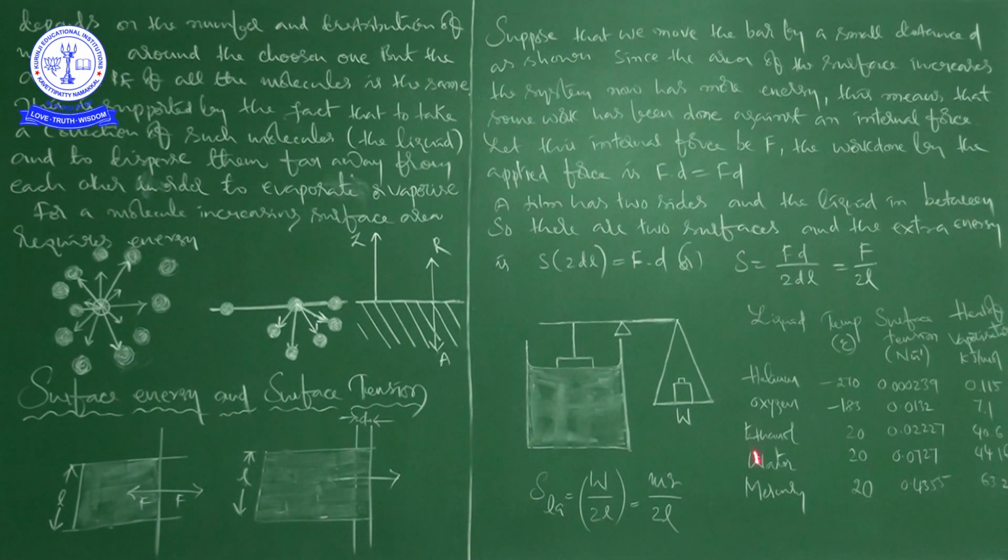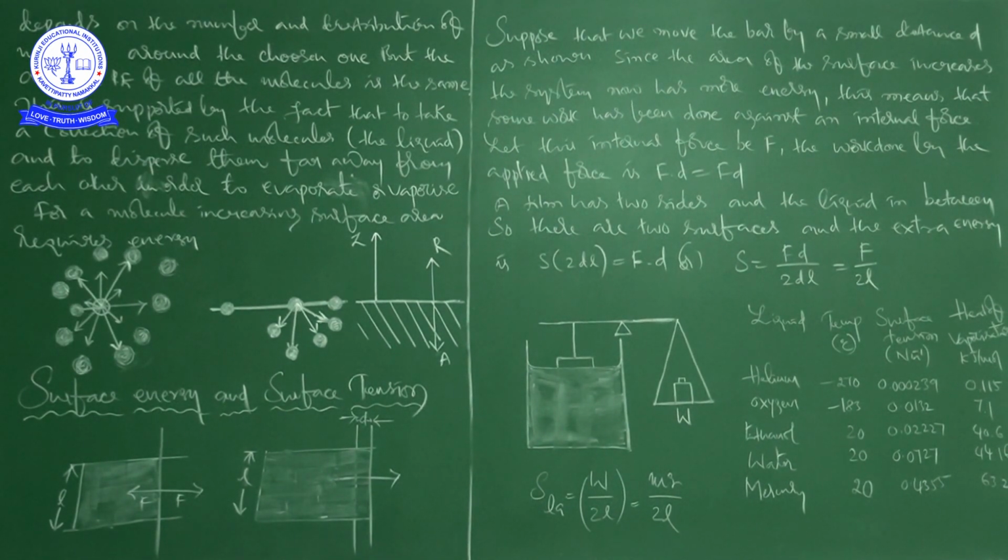In this table, you can see the surface tension values of some liquids, usually helium, oxygen, ethanol, water, and mercury, at different temperatures. So based on this table, one general conclusion is that surface tension depends upon temperature also. Helium at minus 270 degrees centigrade has a value of 0.000239. Similarly for oxygen, and the heat of vaporization is also given, and for ethanol these are the values, then water, and then mercury.